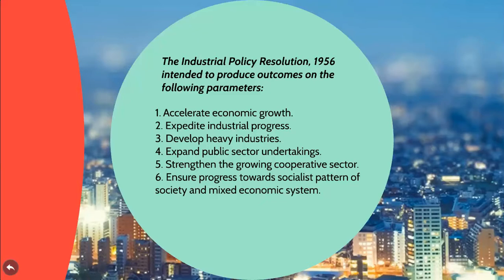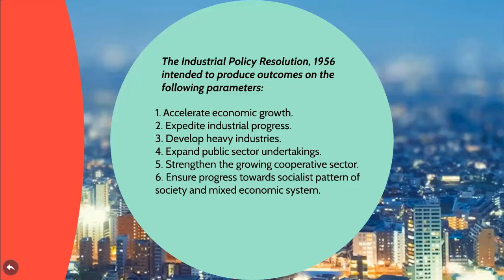Okay, then fifth is strengthen the growing cooperative sector. Then sixth is ensure progress towards a socialist pattern of the society and mixed economic system. Okay, still in 1956, socialist pattern of society was there, and slowly the socialist pattern was fading off, and mixed economy system was more given importance. Some of the capitalist kind of sector, capitalist kind of economy was also given importance in this 1956 resolution.